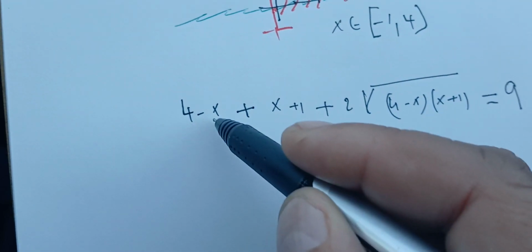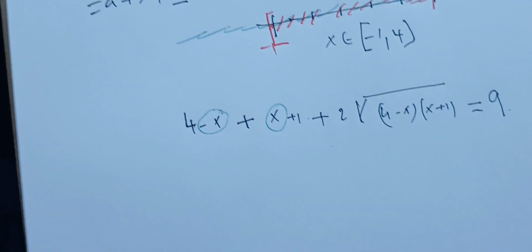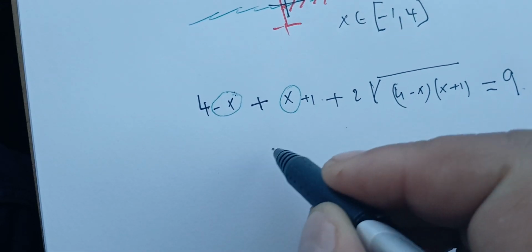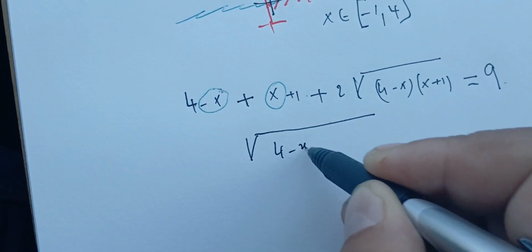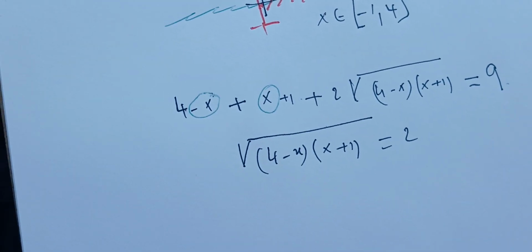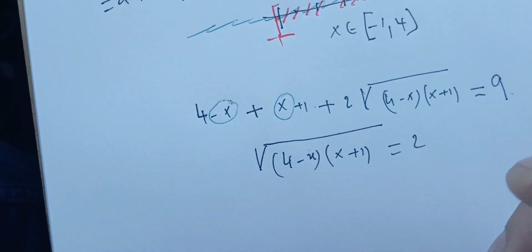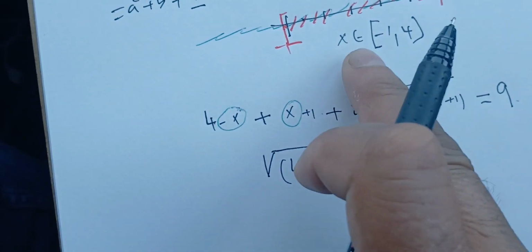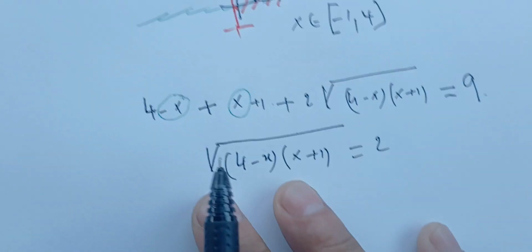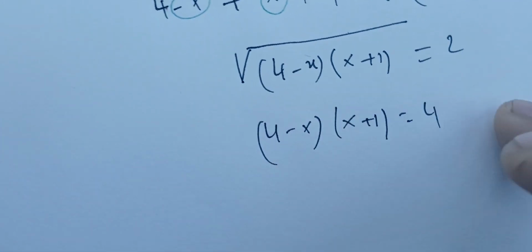Now let's do some simplification. Minus x is gonna go with x, and 4 plus 1 is 5. We take it to this side, it's gonna give us 4, and we divide by 2, we get 2. So we have square root of 4 minus x times x plus 1 equals 2. So now when we square here, we're not gonna have the absolute value, because we know this one is positive because it's in this interval. So we have 4 minus x times x plus 1 equals 4. I squared both sides.